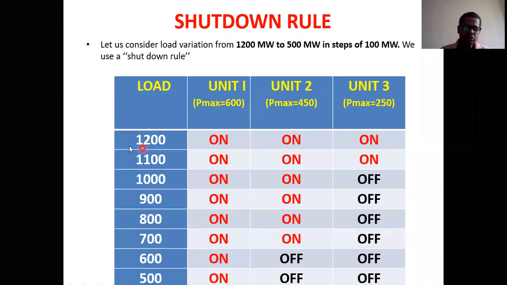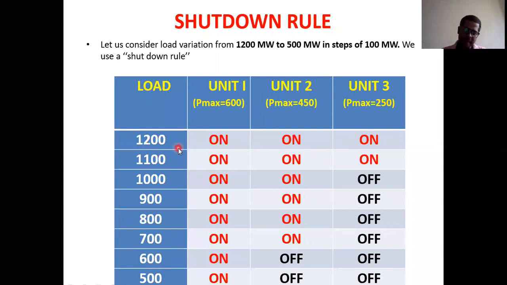Now tell me, in order to meet this 1200 megawatts, what unit should be in on condition? Similarly, in order to meet this 800 megawatts, what unit should be in on condition? Similarly, what unit should be in off condition? Similarly, to meet a particular load, let us consider 600 megawatts, what unit should be in on condition? Similarly, what unit should be in off condition? That is nothing but the shutdown rule. So easily we can understand the shutdown rule from this truth table.